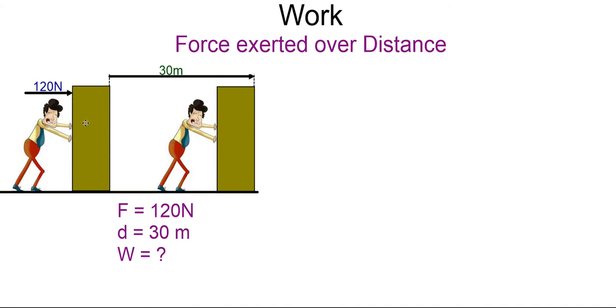Now, the object starts here and it's pushed for 30 meters. Can you see our distance then is 30 meters? And of course, that whole time, he's pushing with 120. So he's exerting that force over that 30 meters of distance. So our force is 120. What we're looking for is the amount of work done.